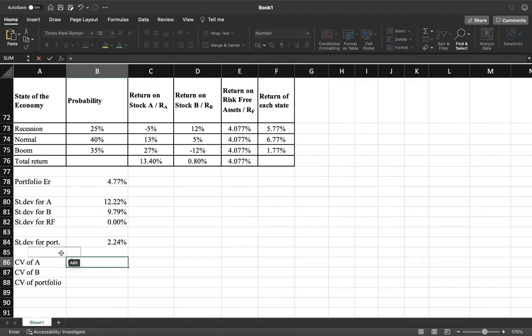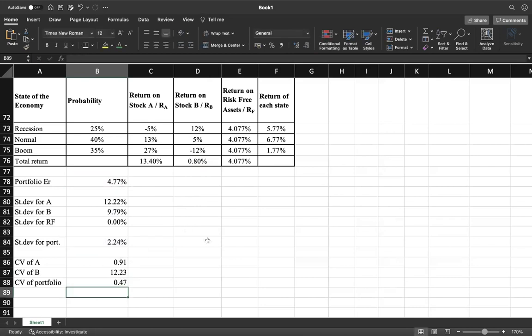By formula, coefficient of variation of A is equal to standard deviation of A divided by expected return of A. Coefficient of variation of B is equal to standard deviation of B divided by return of B. And portfolio, standard deviation of portfolio divided by expected return on portfolio.